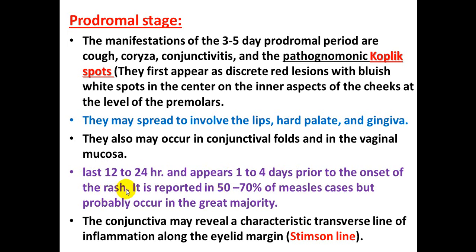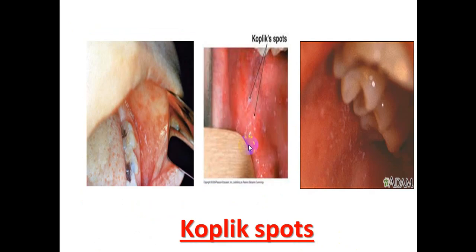So when you suspect a case of measles before the onset of the rash, you have to look for the presence of the Koplik spots in the inner aspect of the cheeks. It is reported in about 50 to 70% of the cases of measles, but it may occur in a great majority of these cases. The conjunctiva may reveal a characteristic transverse line of inflammation along the eyelid margin. It's called Stimson line. This picture shows the Koplik spots in the inner aspect of the cheeks and the buccal mucosa.